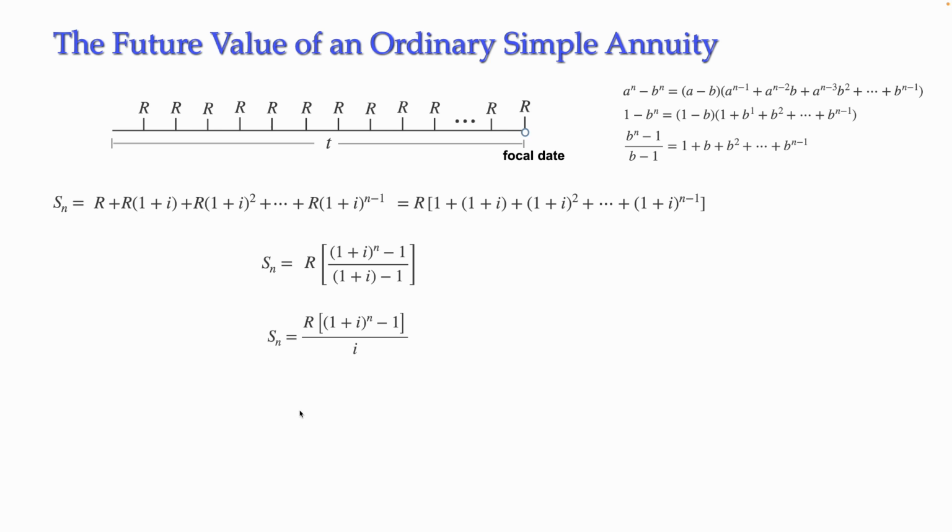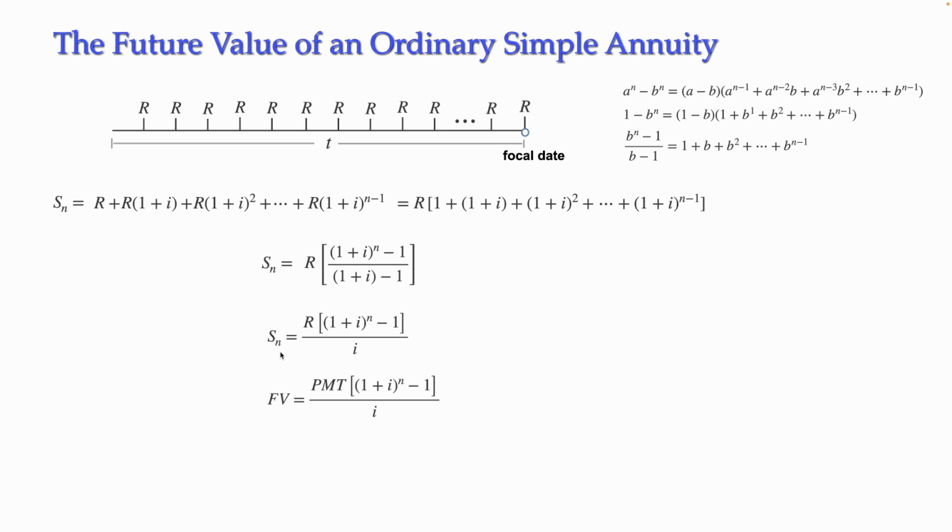Sometimes in some textbooks it is written in this way. They use the symbol FV for future value, and for the payment, they use PMT. We need to learn the formula that we are going to use to compute the future value.